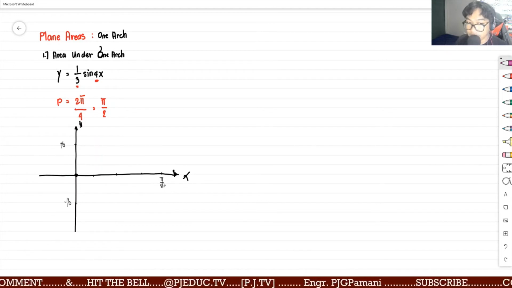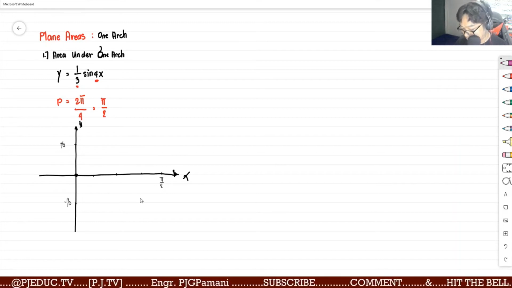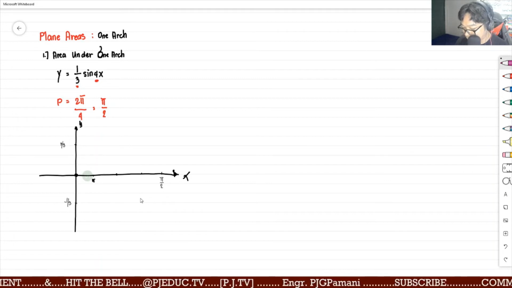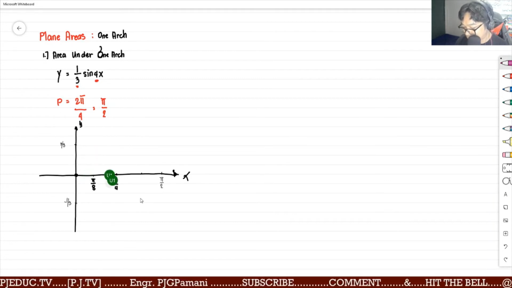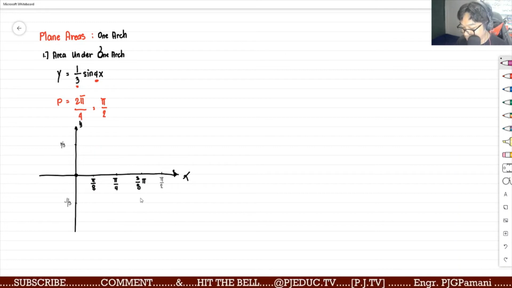Okay, let's just divide pi half into 4 section. Hatiin nyo lang yan sa 4. Pi half divided by 4. Ano yan? Divided by 4. First is pi over 8. Next one is pi over 4. And third one is 3/8 pi. Okay? So yan na yung mga points natin.